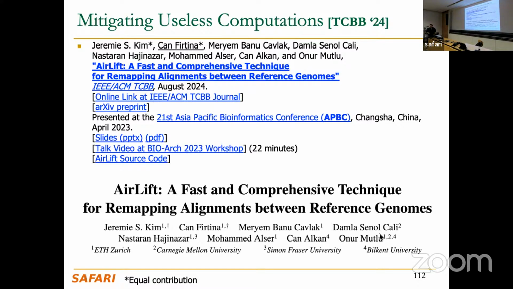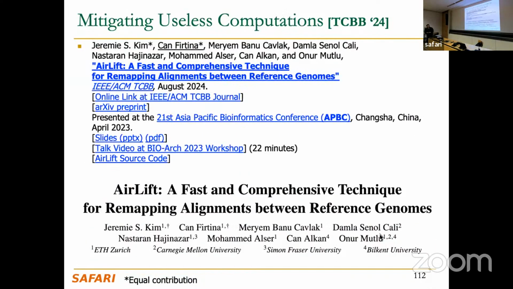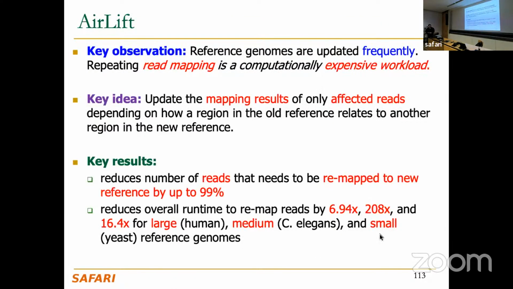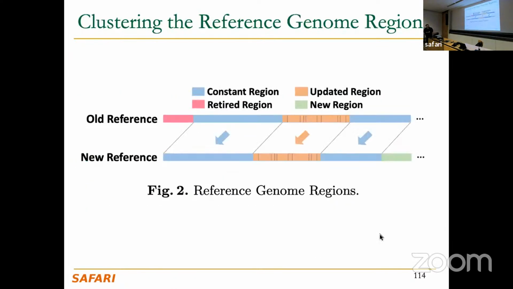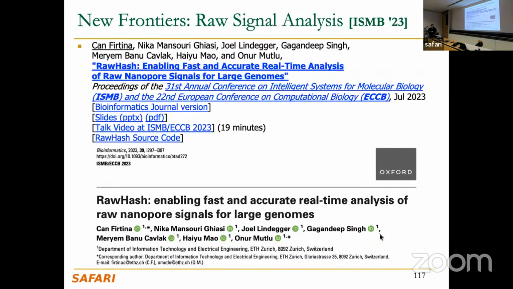Or can you somehow leverage the information that you generated previously by looking at the previous reference genome, right? So the answer is yes. And we leverage this information so that we reduce the amount of computation that you need to do whenever there's a new reference genome. We also look at newer sequencing machines and try to identify what sort of opportunities we have there.